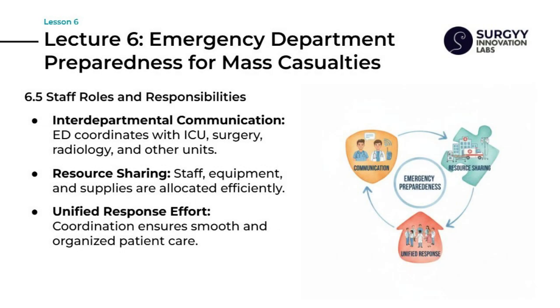Staff roles and responsibilities are defined in Section 6.5 to ensure a cohesive team effort. Interdepartmental communication is the first priority, where the ED coordinates closely with the ICU, surgery, radiology, and other units to track patient flow. Resource sharing is also essential, ensuring that staff, equipment, and supplies are allocated efficiently based on real-time needs across the hospital. This leads to a unified response effort, where coordination ensures smooth and organized patient care throughout the entire duration of the incident.